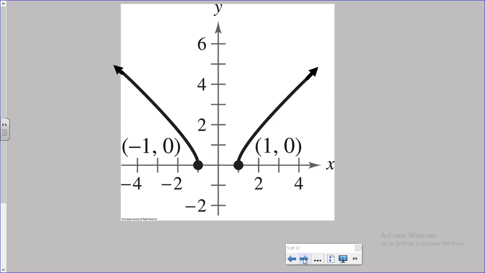You and the person next to you, or if you're in these chairs, the person across from you, work together on coming up with a domain and range for this, and then check it with the other partners at your pod. These arrows do mean that it keeps going.